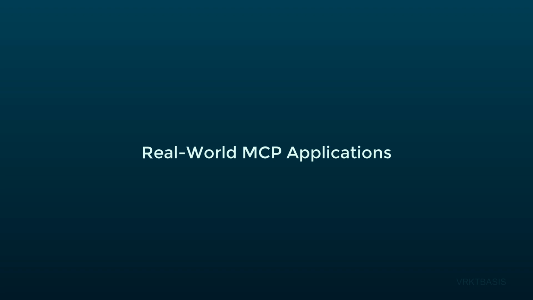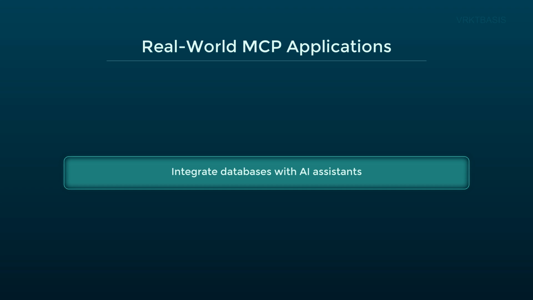Let's see how MCP solves actual business problems. So, integrate databases with AI assistants. This is where things get really powerful. Instead of an assistant just generating generic text, it can now pull live, specific data directly from your company's systems. Imagine asking, what were last quarter's sales figures for the EMEA region, and having the assistant query the database to give you an accurate, instant answer.